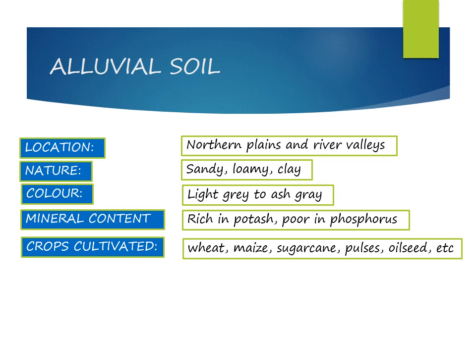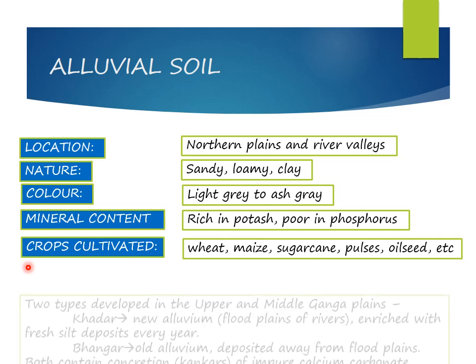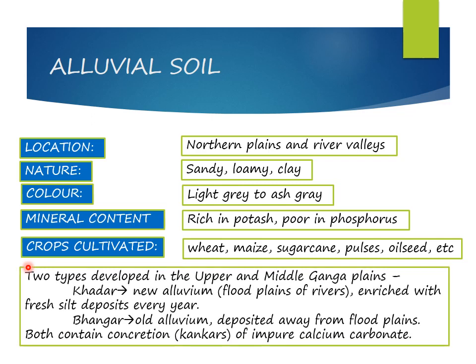So we have two types of soils which are present in the upper and middle Ganga plains. We have the Khadar and we have the Bhangar. Khadar is the new alluvium. It is usually present in the flood plains of the rivers, and it is enriched with fresh silt deposits every year. Bhangar is the old alluvium. It is deposited away from the flood plains. Now both of these contain calcareous concretions or kankars of impure calcium carbonate.